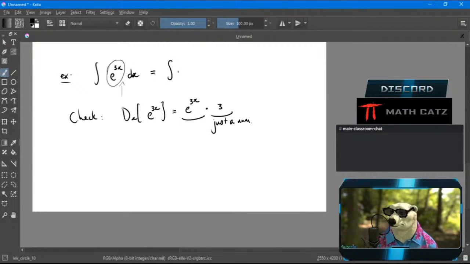So what I'm going to do is I'm going to say, okay, fine, e to the 3x. I want to see a 3 here. I can't just put a 3 there. That'd be great, but now I'm changing the question. So what I'm going to do is I'm also going to put a 1/3 with the 3. So now I just multiply by 1, so I haven't changed anything.